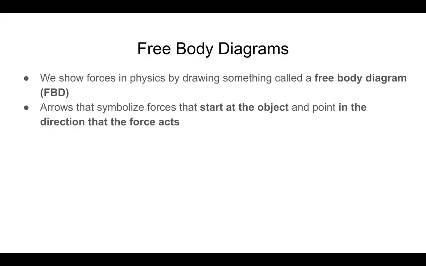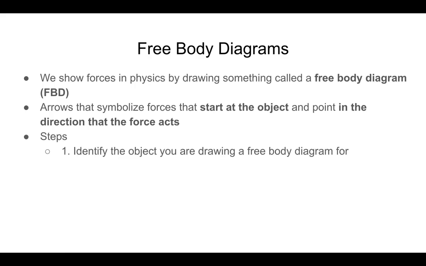So, arrows in free body diagrams symbolize those forces. And what happens is that we have arrows that start at the object and point in the direction that the force acts. A lot of the time people will actually mess this up when they start learning how to do free body diagrams. Remember, they start at the object and come out from the object. And you'll see that in the examples that we do today.